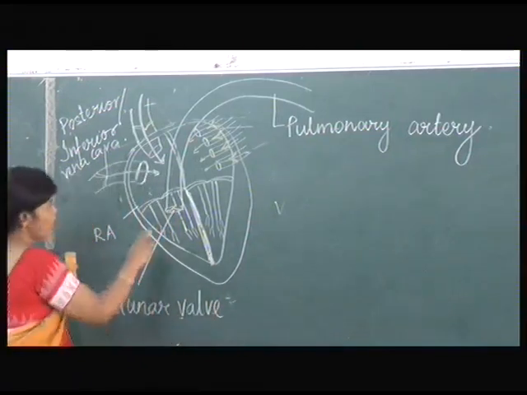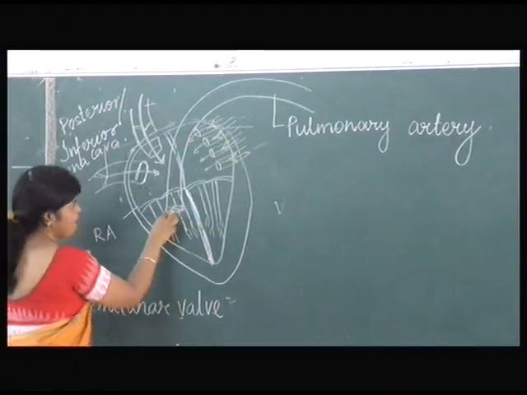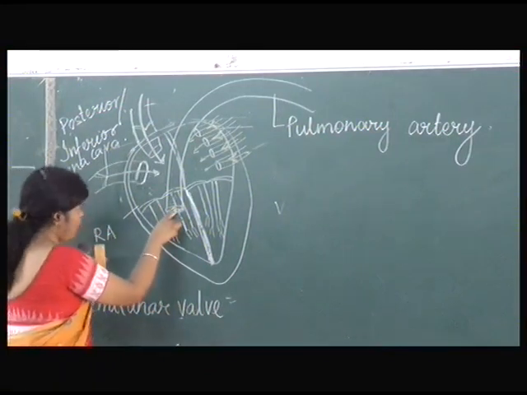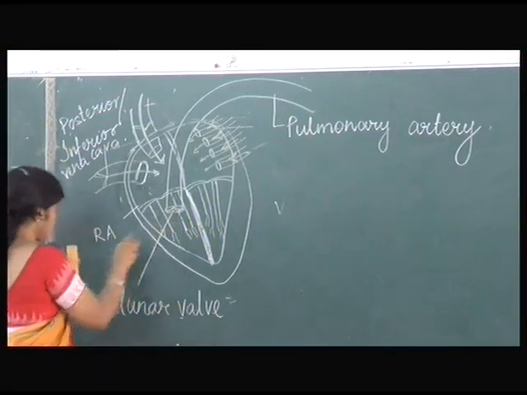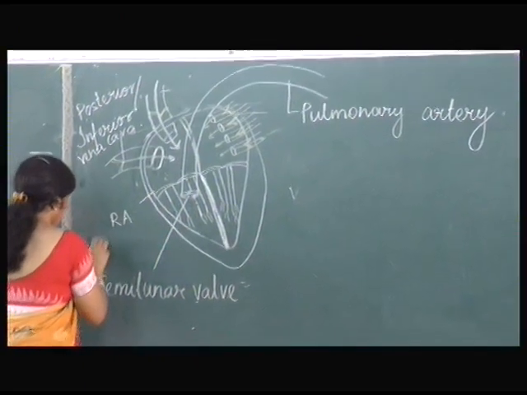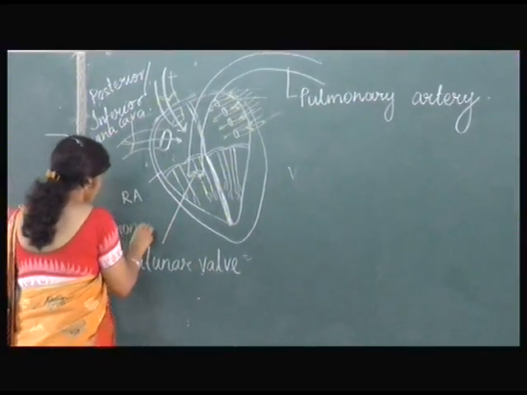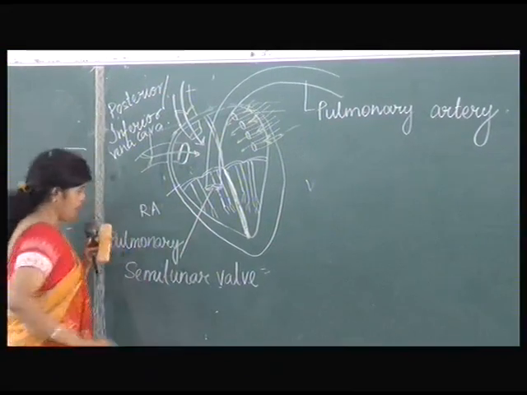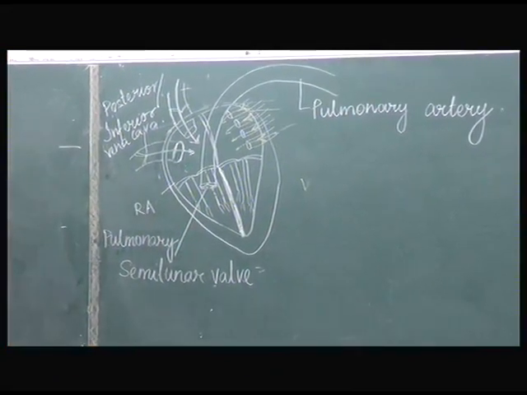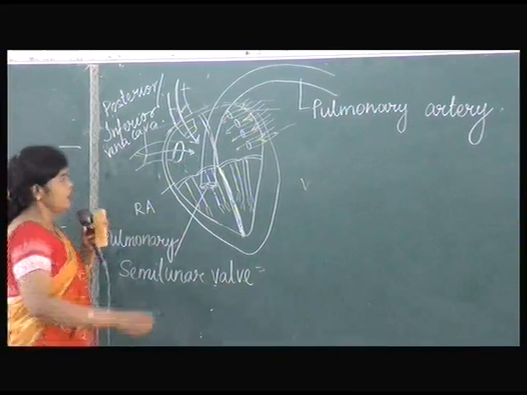So where is the semi-lunar valve present? At the base of the pulmonary artery. Is it clear? That is why we call this the pulmonary semi-lunar valve. Is it all right? Now this is one.